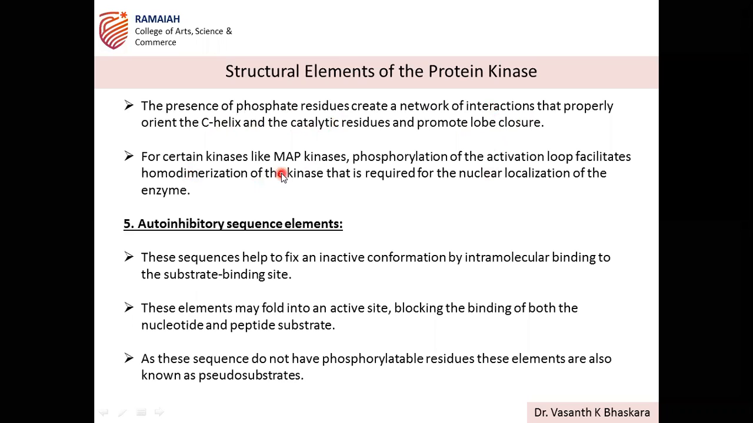So for certain kinases like MAP kinases, in the textbook also sometimes you can find wrong things, okay? So you have to be attentive. For certain kinases like MAP kinase, I told you that it is microtubule associated protein kinase. That was the earlier nomenclature, but now it is renamed as mitogen activated protein kinase. So phosphorylation of the activation loop facilitates homodimerization of the kinase that is required for the nuclear localization of the enzyme.